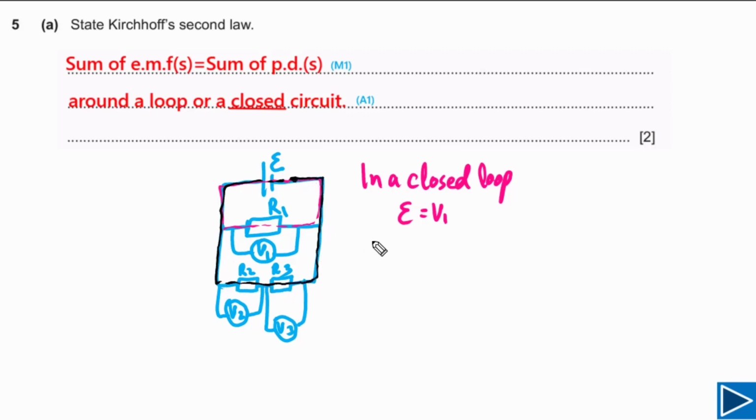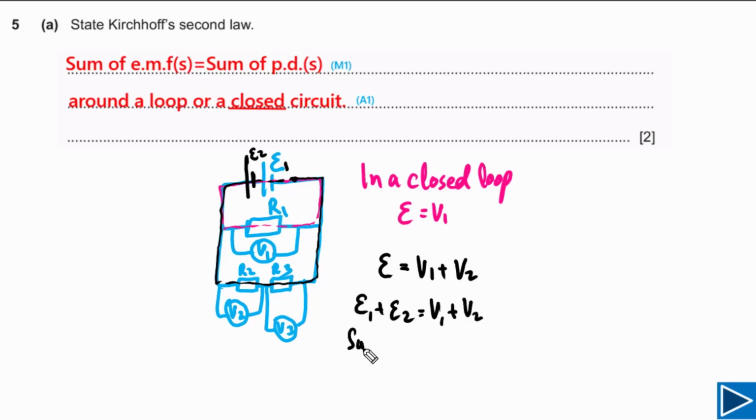Now if you look at this closed loop, we can say that in this case EMF is equal to V1 plus V2. If we have more than one power source, then we will say E1 plus E2. Let's say we have 2 power sources. I can connect another cell here. So this is E1 and this is E2, and the EMFs of these two cells will equal V1 plus V2. So simply we can say that in any closed loop, the sum of EMFs is equal to the sum of PDs, and this is Kirchhoff's second law, and this is how you need to state it.